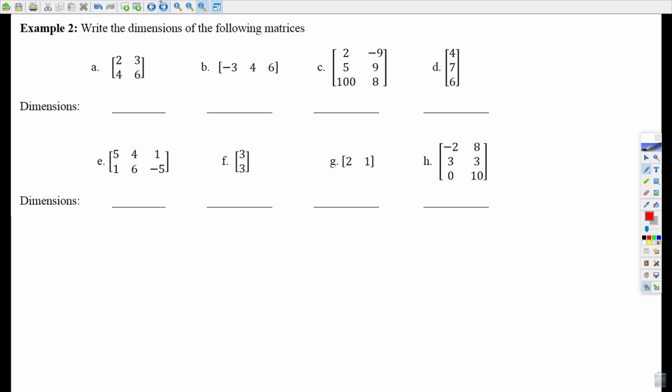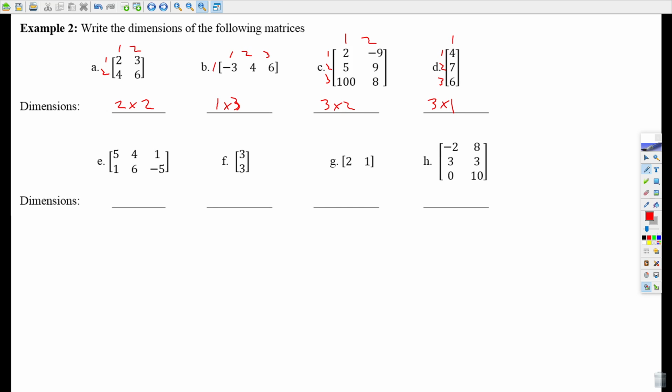So we're going to practice listing out the dimensions. Example 2, write out the dimensions of the following matrices. If you need to, you can just write them out. So we have 1, 2 rows, 1, 2 columns. This would be a 2 by 2. And you keep going. This has 1 row, but it also has 3 columns, so it's a 1 by 3. C, 1, 2, 3 rows, 1, 2 columns. So this is a 3 by 2. D has 1, 2, 3 rows and 1 column, so 3 by 1.